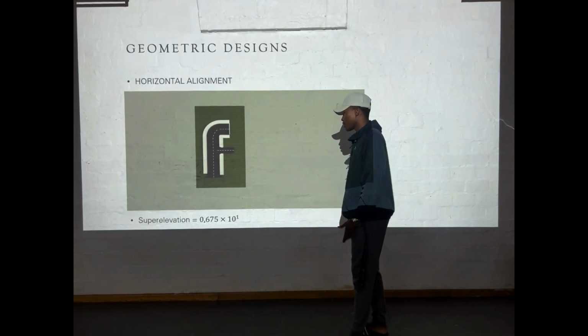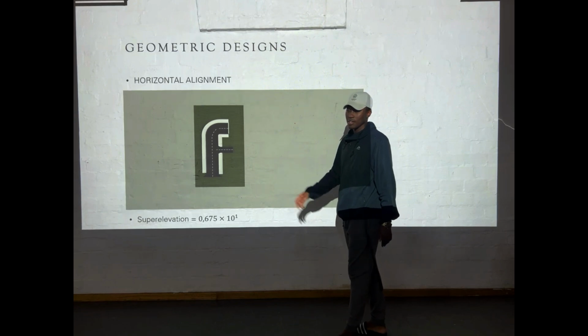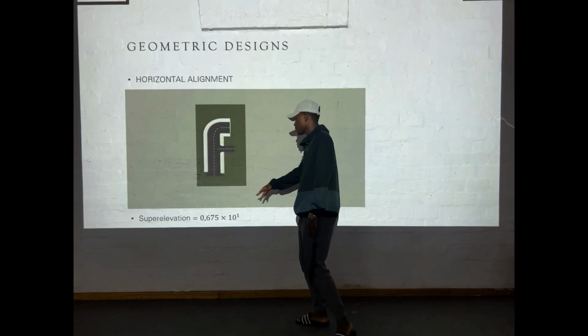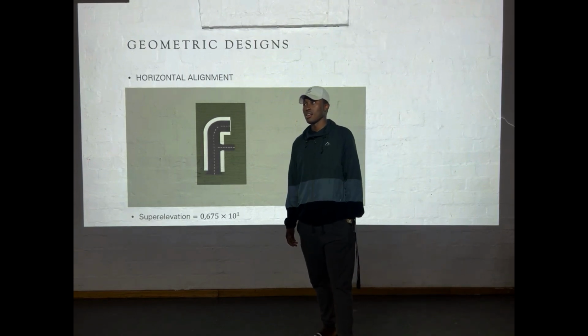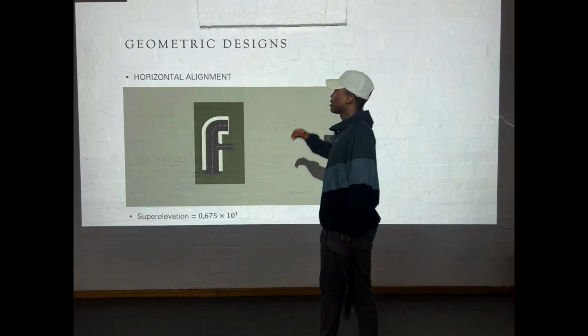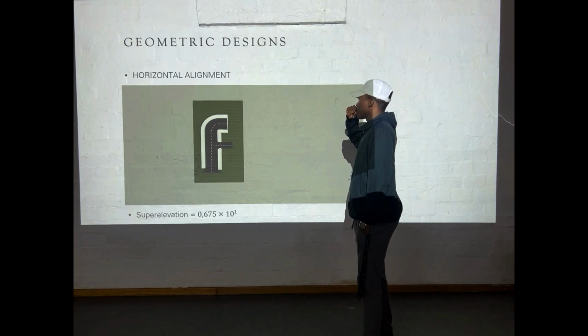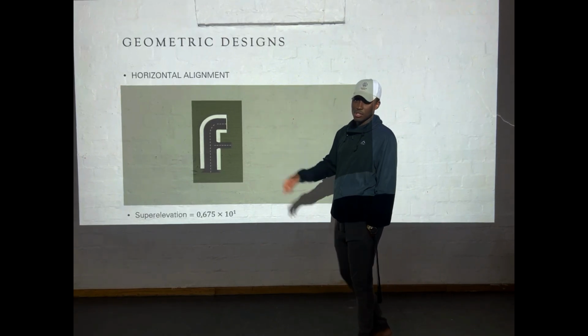As we did our calculation for super elevation, we came to an answer of 0.67 times 10 to the exponent 1, which is critical when we're looking at horizontal alignments.